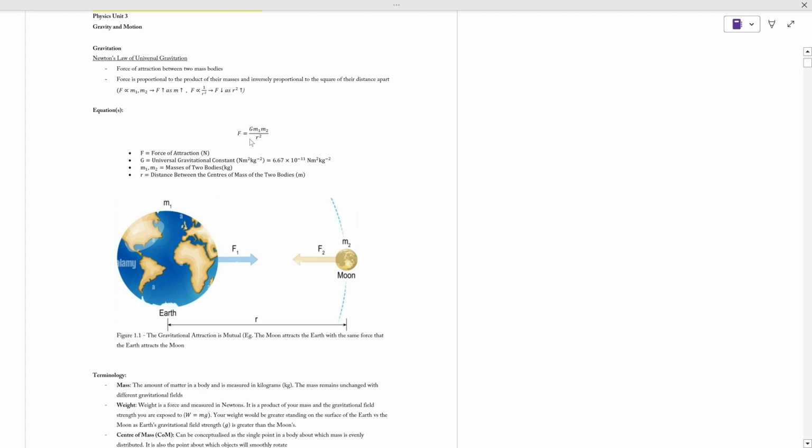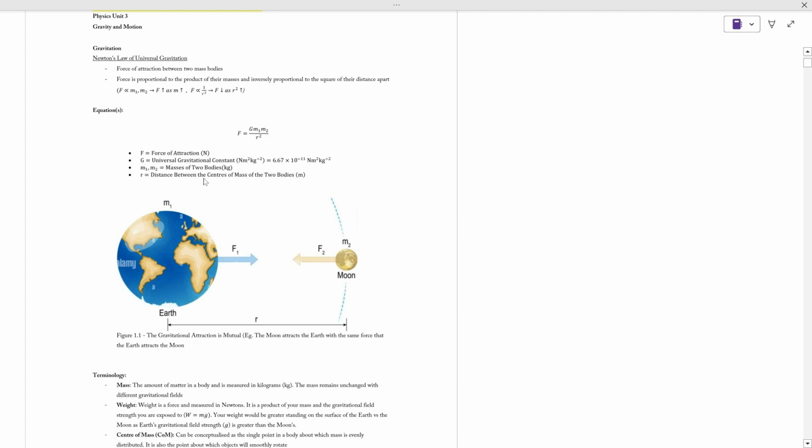So force is equal to G. Big G is the universal gravitational constant, and it's always a constant. It's given by 6.67 times 10 to the negative 11. So just remember that. It's also in your formula sheet. And then the mass of body 1 and the mass of body 2 over r squared.